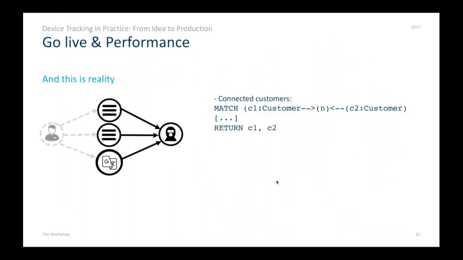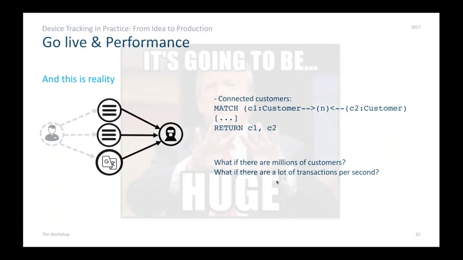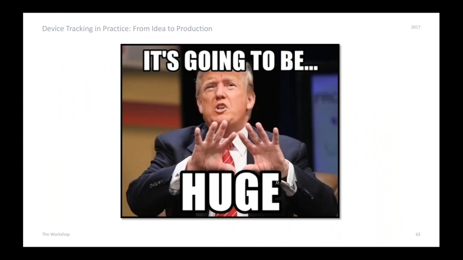Going to a basic example of one of the queries we were running, we can see just retrieving relationships between these 2 customers. What if there are millions of customers, and what if there are a lot of transactions per second? Imagine with this highly connected node, it was going to be huge, and actually it was. This is what I mean regarding the monster we delivered. We were literally killing the Neo4j cluster.